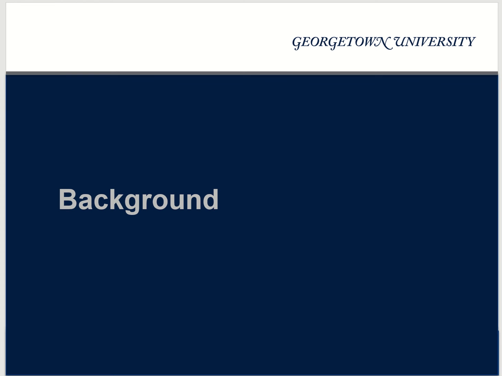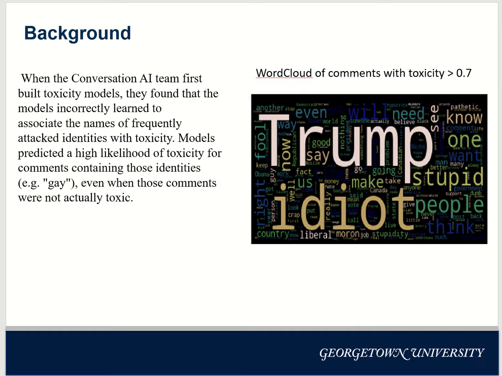Now I want to explain the background a little bit. When the Conversation AI team first built the toxicity model, they found that the models incorrectly learned to associate the names of frequently attacked identities with toxicity. Models predict a high likelihood of toxicity for comments containing those identities, even when those comments were not actually toxic. You can see from this word cloud that the word with the largest frequency is Trump when the toxicity level is gray, and the second one is idiot.